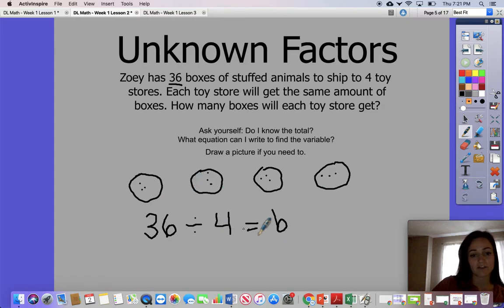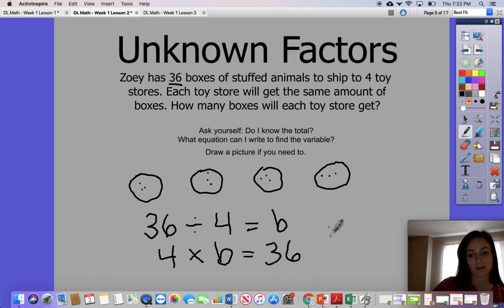Now remember, in division, we can rewrite that as a multiplication problem. I could rewrite that. These are my 2 factors, right? And here's my total or my product. I could rewrite it as 4 groups of, right? I have 4 groups, 1, 2, 3, 4 groups of something will give me 36 in all, okay?